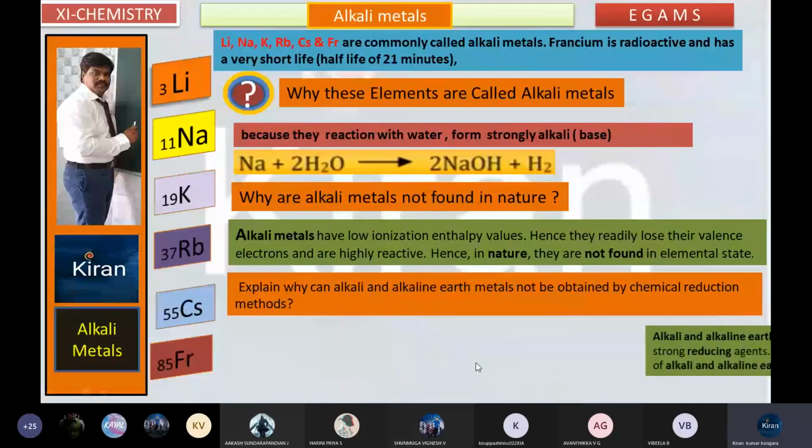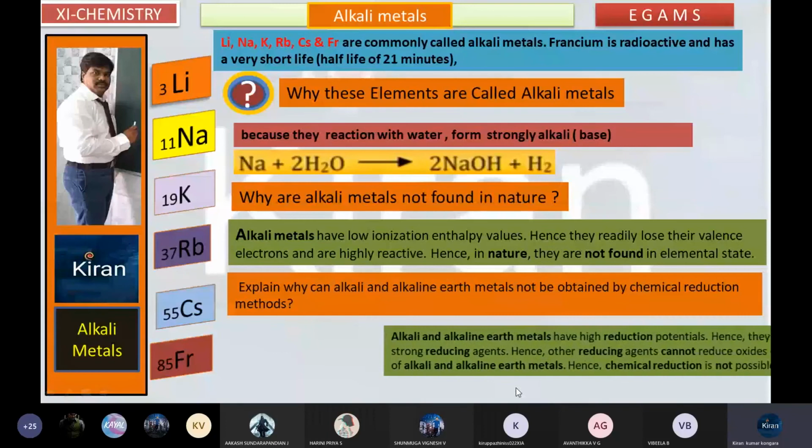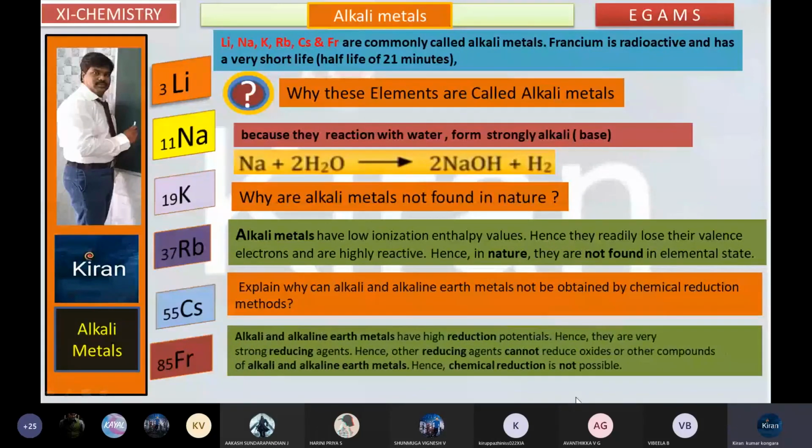See here the answer. Alkali metals and alkaline earth metals have high reduction potentials. Hence, they are very strong reducing agents. Hence, other reducing agents cannot reduce oxides or other compounds of alkali and alkaline earth metals. Hence, chemical reduction is not possible. So no other metal can replace sodium from sodium oxide. That's the reason we cannot get the sodium metal by the reduction method.